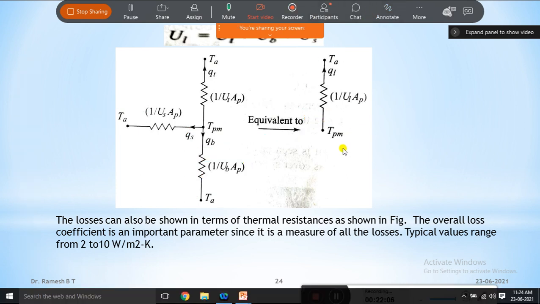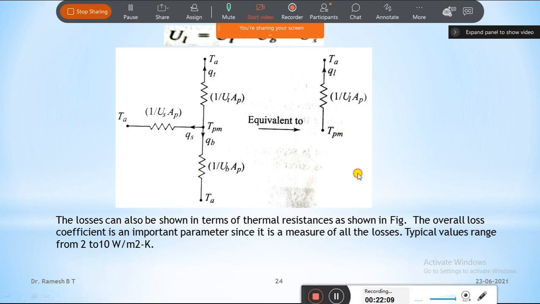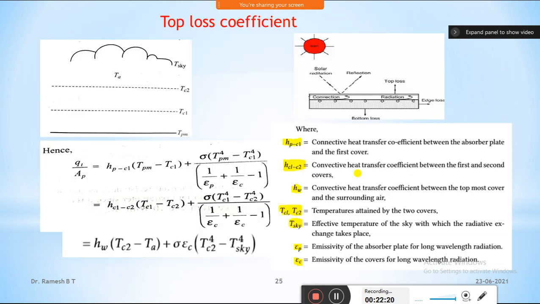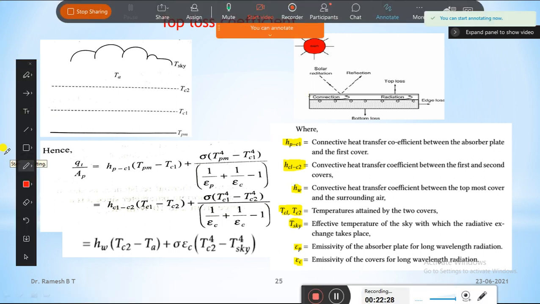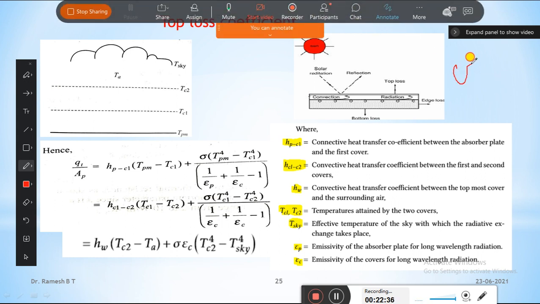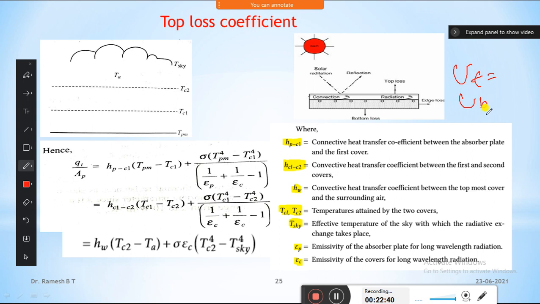So this equation you should remember. You have to remember this U equation as well as this Q equation, but primarily you should remember QL is equal to UL AP (TPM minus TA). These equations you should remember for calculation purposes. Now, one by one, you have to find out the heat coefficients: UT top, UB bottom, US side. You should know the equations for these values.